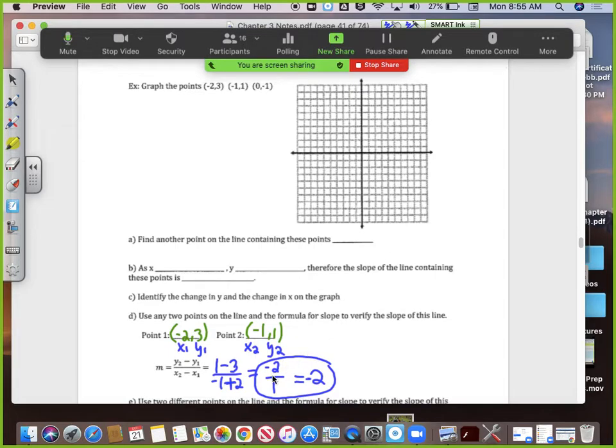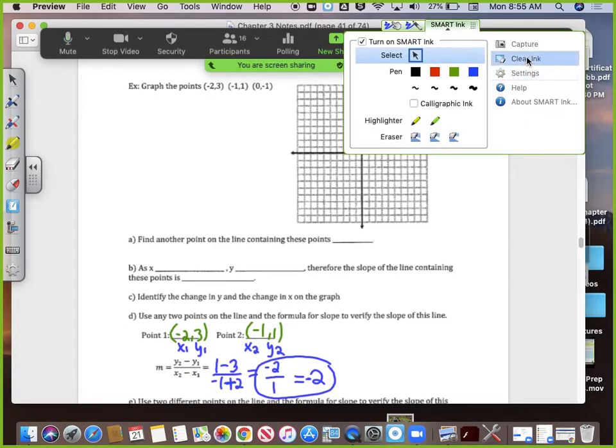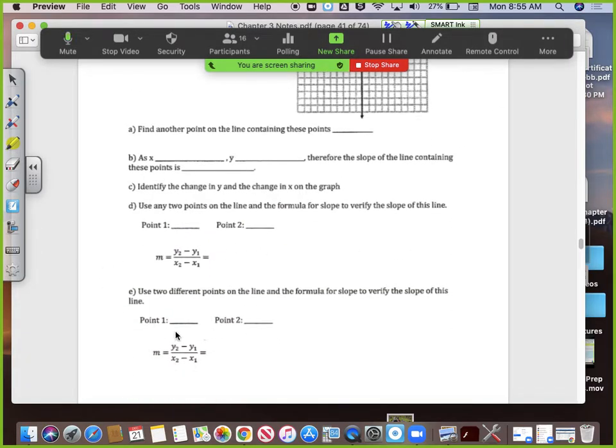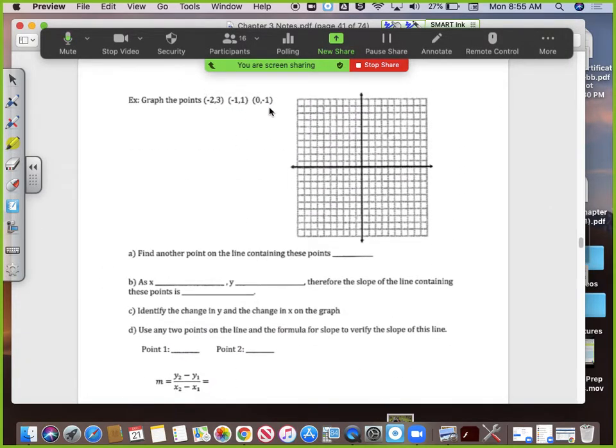The slope is -2, but what that means is to get from one point to the next, you go down 2 over 1. Slope is a ratio of 2 points. What I want you guys to do, please, is try 2 different points. I'm going to give you a minute. Try 2 different points to verify that the slope is still -2. So go ahead and do letter E. Choose 2 different points from these 3. We did the first 2, so either use the first and the last or the second and the last.